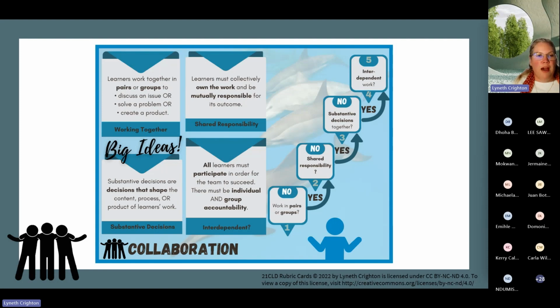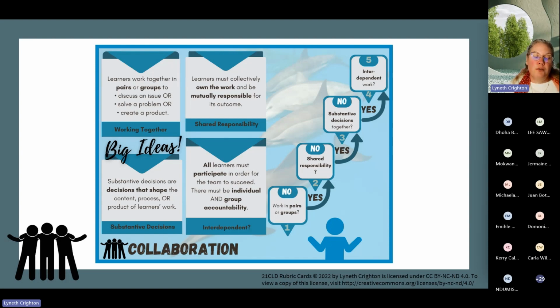So the big ideas are that, yes, people have to work together in a pair or a group. They have to discuss an issue, solve a problem, or create a project. There has to be shared responsibility. So if you're looking on the right at the actual tiered rubric, yes, there's groups or pairs. Yes, we go to the second question. Is there shared responsibility? In other words, do they own the work and are they mutually responsible for the outcome?